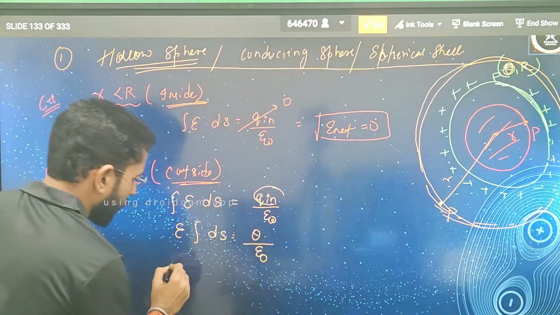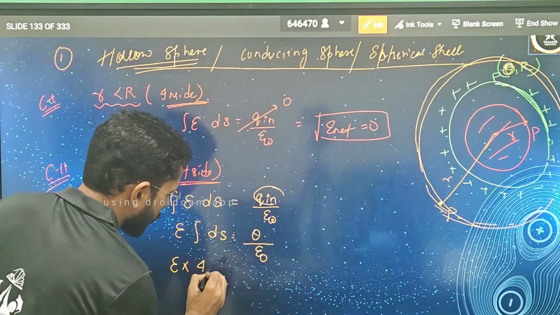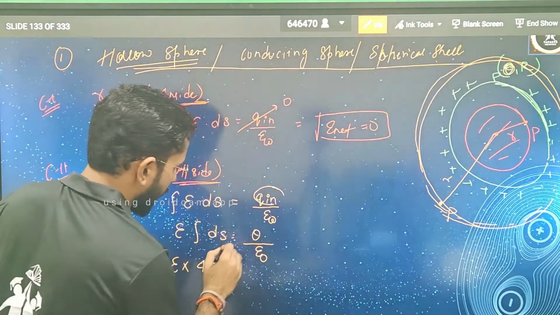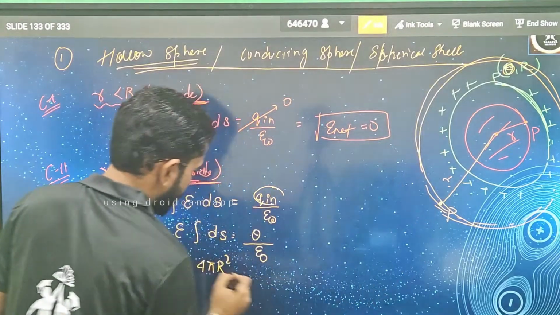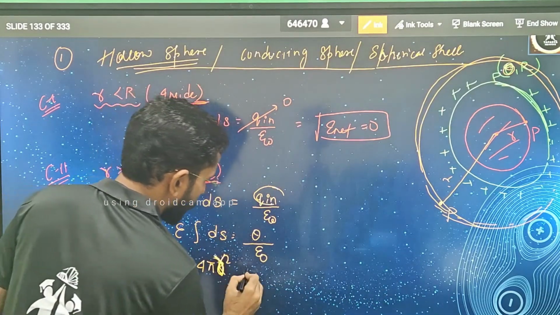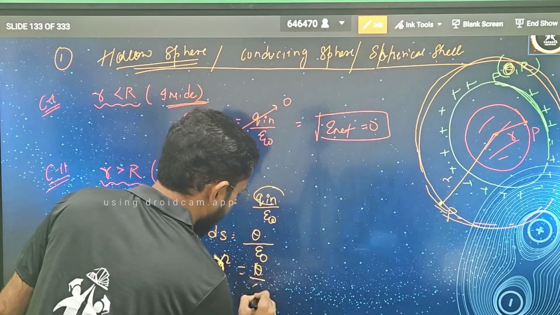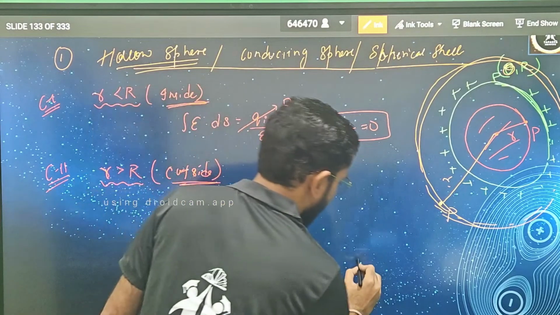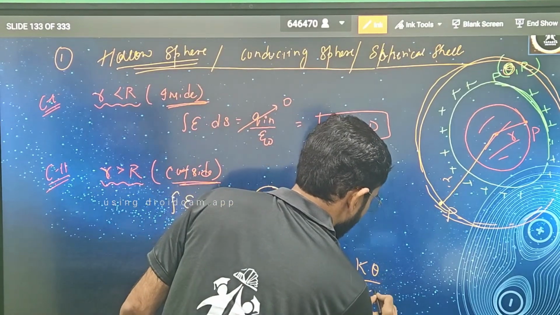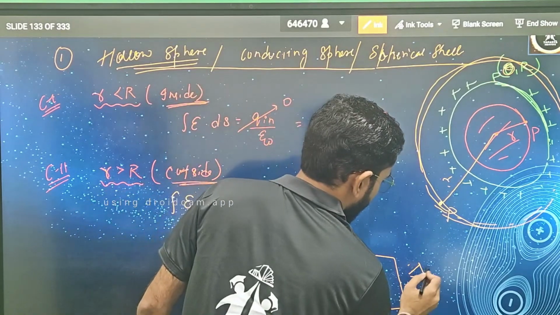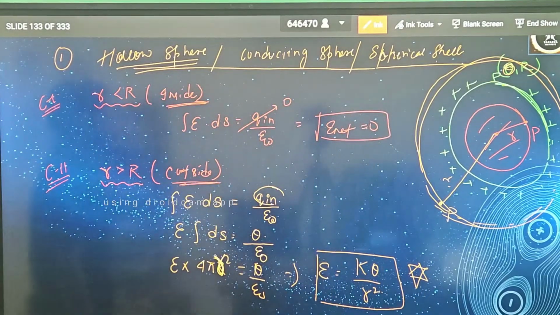Q in will be written as simply capital Q divided by epsilon naught. And what is the integration of ds going to give you? It is going to give you 4 pi r square. Sorry, I should write about this Gaussian surface, so it will be smaller, because you are integrating over the Gaussian surface. It will be equal to Q divided by epsilon naught. Now if you want to write electric field, this 4 pi epsilon naught will make it K, and the result that you will be writing is KQ divided by r square. This is the final result.